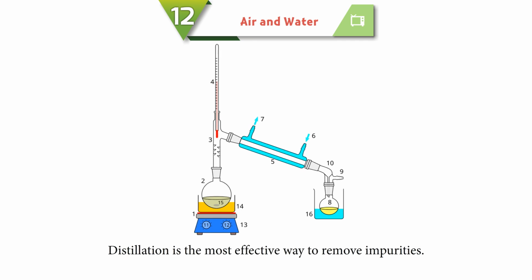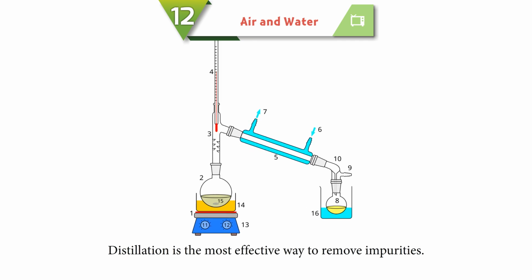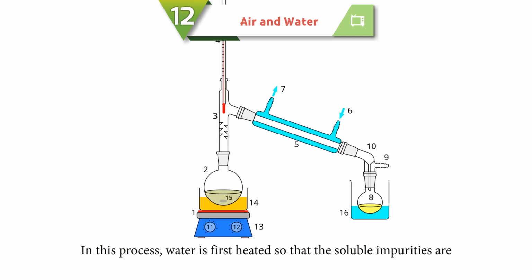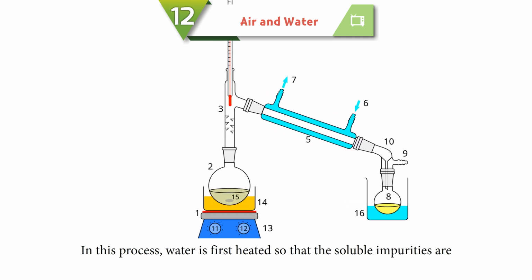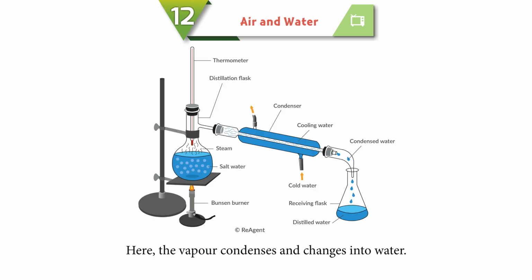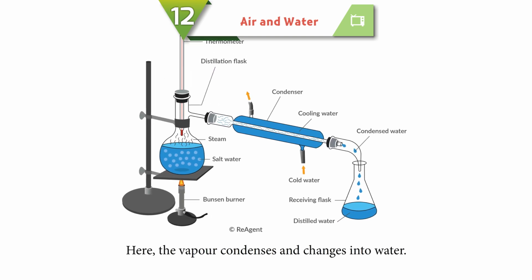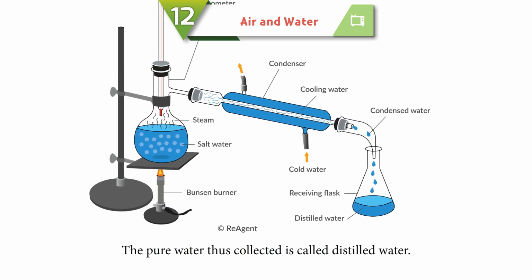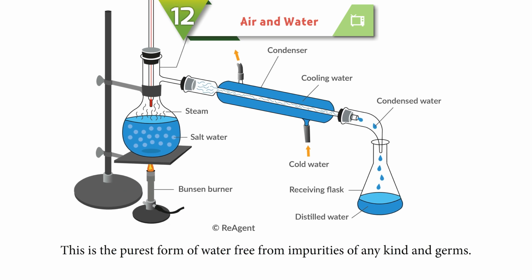Distillation. Distillation is the most effective way to remove impurities. In this process, water is first heated so that the soluble impurities are left behind and water is converted into steam or vapor, which is then passed through a condenser kept cool by the cold water circulating around it. Here the vapor condenses and changes into water. The pure water thus collected is called distilled water.